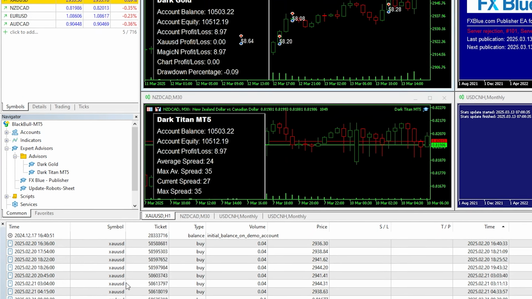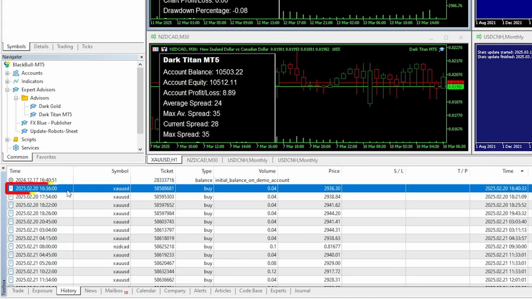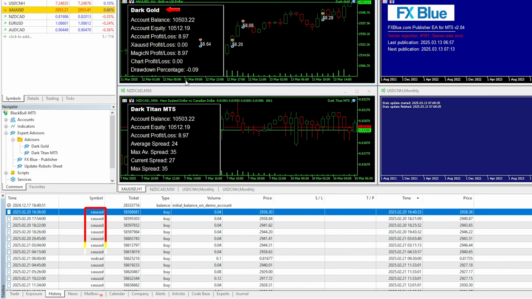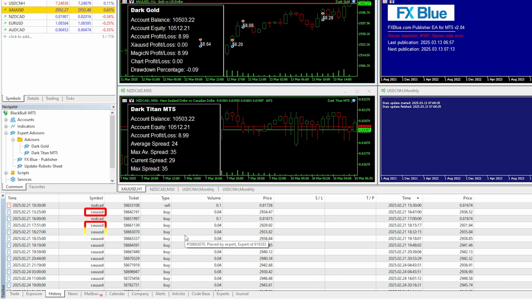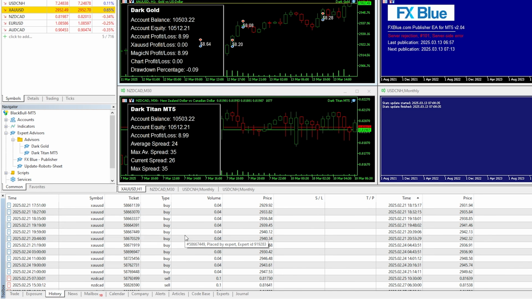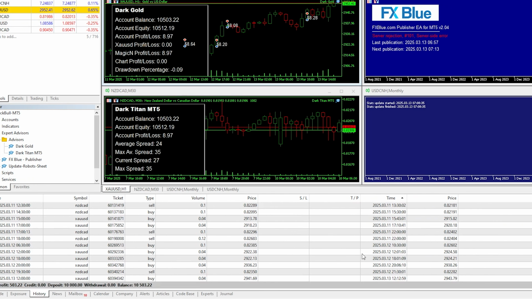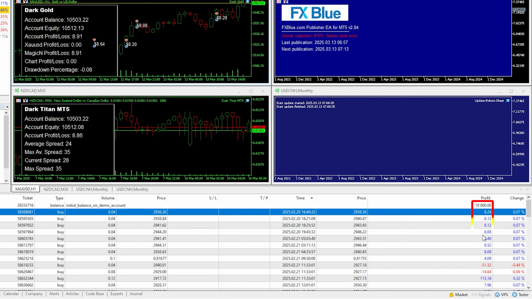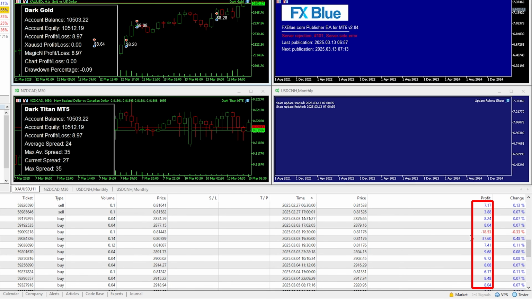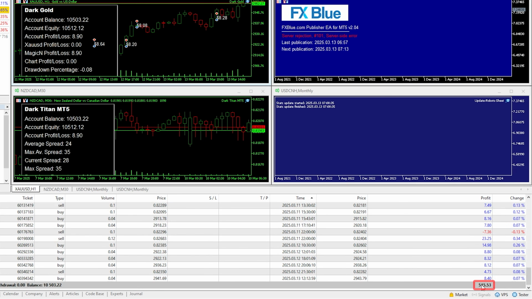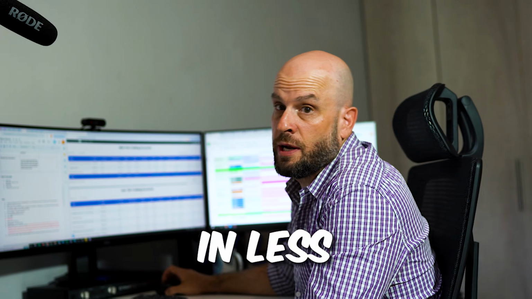All right, so let's have a very quick look at this account. You'll see that the first trade executed on the 20th of February, and as I said, today is the 13th of March. You can see that the Dark Gold is obviously trading the gold, and the Dark Titan is trading the New Zealand CAD, the Kiwi CAD. Most of the trades are on the Dark Gold. I'm not going to go into too much detail now, I'm going to dedicate a video to these robots. But if we go down again and look on the right here, you'll see the trades. The vast majority are profitable, and we have a profit of a little over 5%, and that is in less than a month.